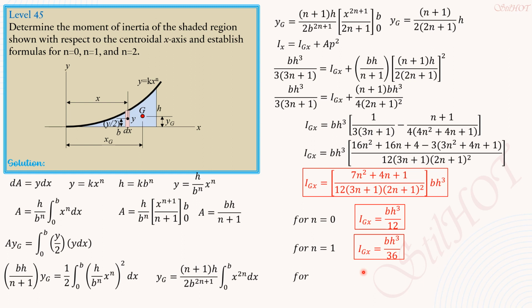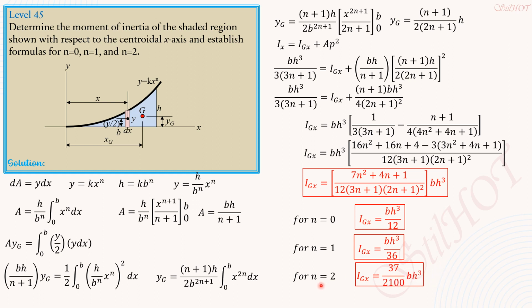And finally, for n equals 2, 7 times 2 square is 28, plus 4 times 2, 8, so 36, plus 1, 37. So 37 bh cube over 12, quantity 3 times 2 plus 1, this is 7. 2 times 2 plus 1 is 5. 5 square is 25. 25 times 12, 300. 300 times 7, 2100. Therefore, Igx is 37 bh cube over 2100 for n equals 2.